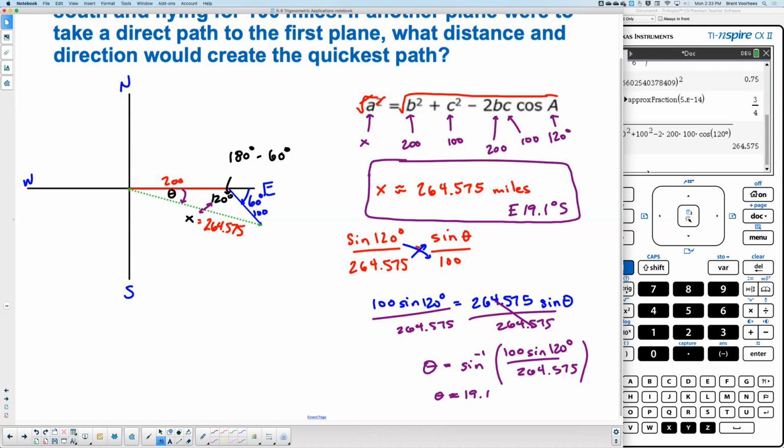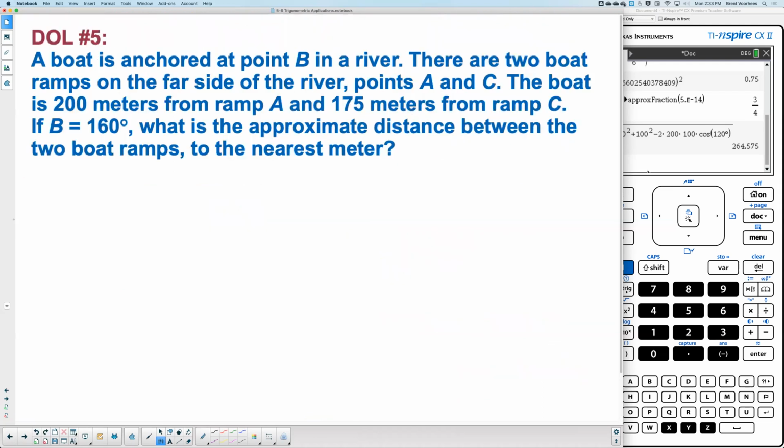All right, I have a DOL for you. DOL number 5. On this one, they don't give you a drawing, but it just says a boat is anchored at a point B in a river. So if I were you, I would just draw something to represent a river. And point B is anchored somewhere in the river. So just draw your B somewhere in the river.